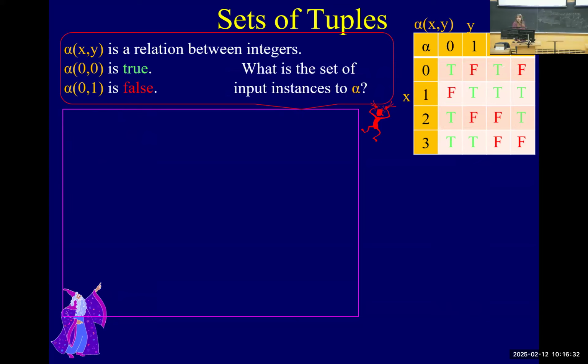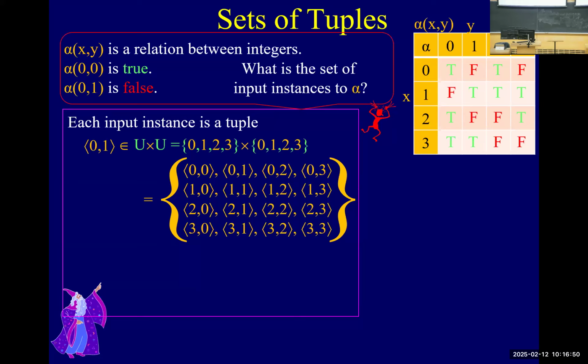If you've taken the prerequisite course, this is a set of what? It's a set of tuples of length 2, where each entry is 0 through 3. You can take the set 0 through 3, cross the set 0 through 3, if you remember that notation. So here we have the set of tuples, and it corresponds, of course, to this matrix, where we have a value for each of them.